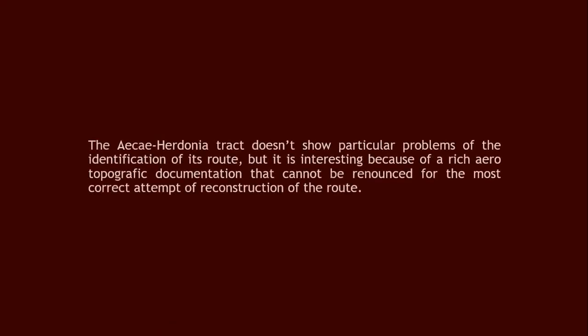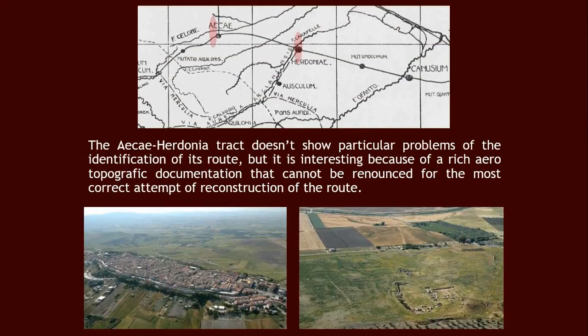The Ecae-Herdonia tract doesn't show particular problems of identification of its route, but it is interesting because of a rich aerotopographic documentation that can't be renounced for the most correct attempt of reconstruction of the route.